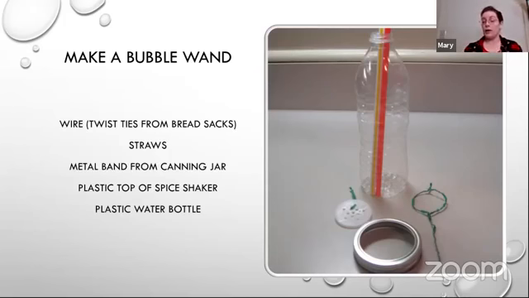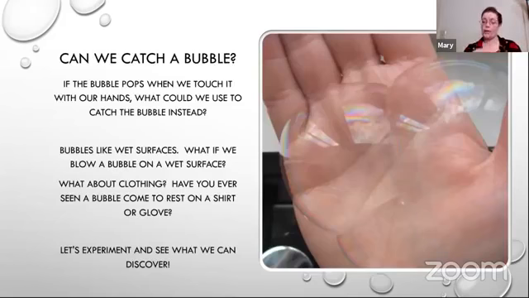And once we're done learning how to make our bubble wand, we're going to try some different experiments. We're going to try to see if we can actually catch a bubble. So normally, when you're running around trying to catch bubbles, as soon as you catch it, it pops. That's because our hands are very dry, but also we have oil and dirt on our hands that can affect the surface of the bubble too.